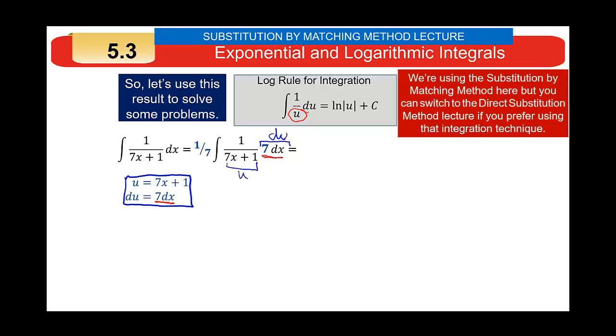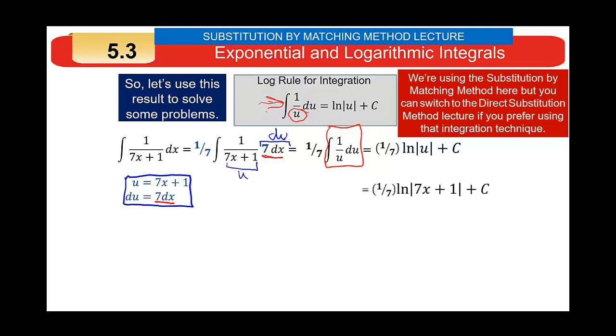Now it's nice. The denominator of that fraction becomes u, and everything to the right of the fraction becomes du, and when I substitute, I get 1/7 times the integral of 1 over u du. And now I'm off to the races. I know that the integral of 1 over u du by the log rule for integration is the natural log of the absolute value of u plus c. Don't forget the 1/7. And then the last step, as always, is to take the u out and put back in what u was equal to, which in this case is 7x plus 1. And there you go. Very straightforward.